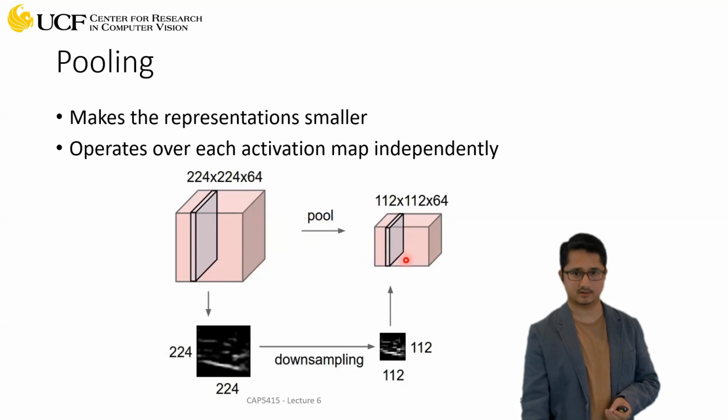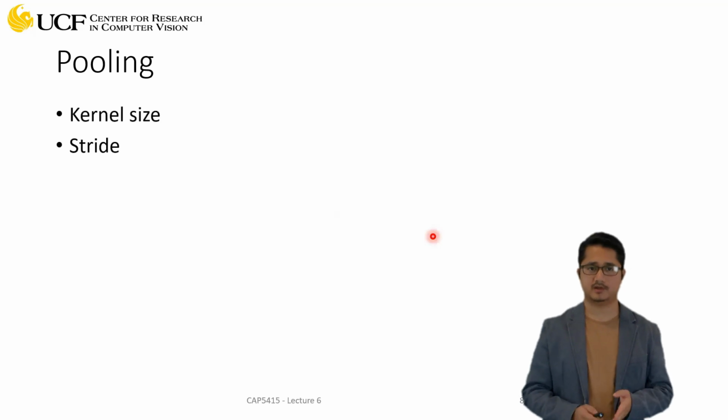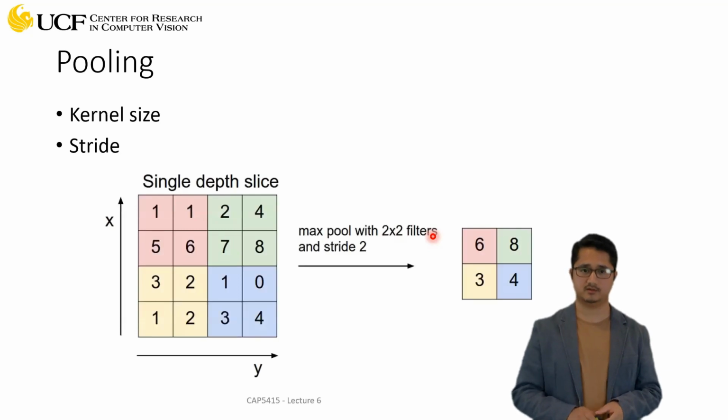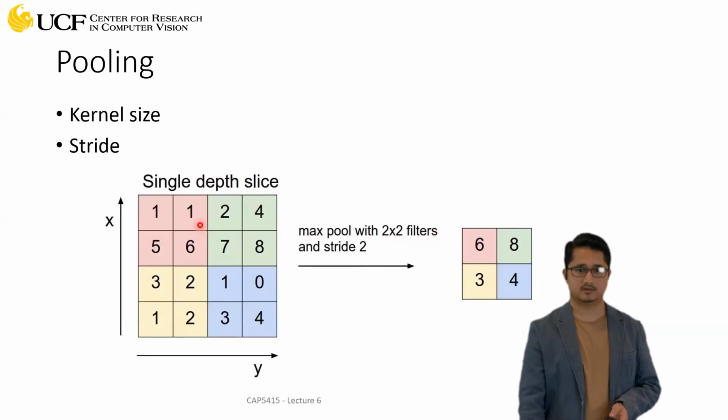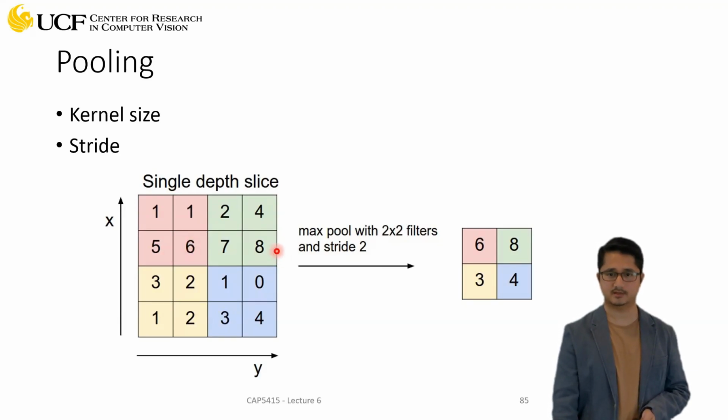Okay, so then you can see that the output depth is not changing. It's still 64. But the resolution, or the X and Y axis, reduced to 112, 112. So two hyperparameters: kernel size and stride. Of course, it's hypothetical because we don't have any kernel here. We don't need any kernel. So this is again a simple example, a 2 cross 2 filter and a stride of 2. And if this is max pooling, you will just pick these maximum values: 6 in this case, 8 in this case, 3 in this case, and 4 in this case.